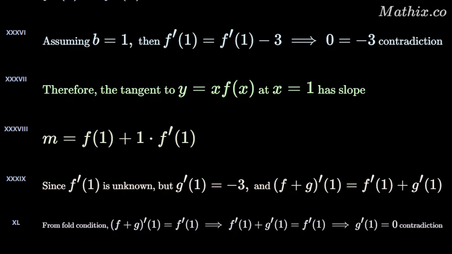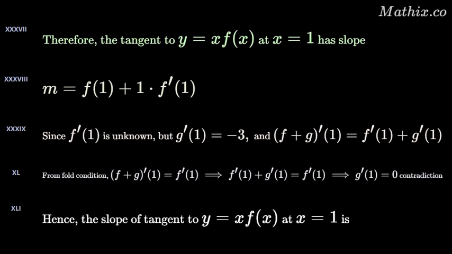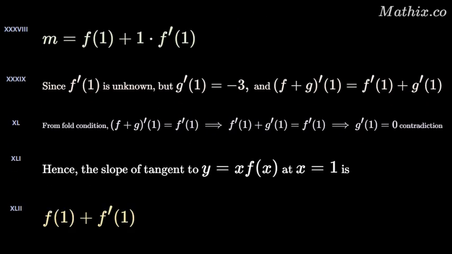Hence, the slope of the tangent to y equals x times f of x at x equals 1 is f of 1 plus f prime of 1. From the graph and fold, the slope is given as 2, which corresponds to option A. The answer is 2.